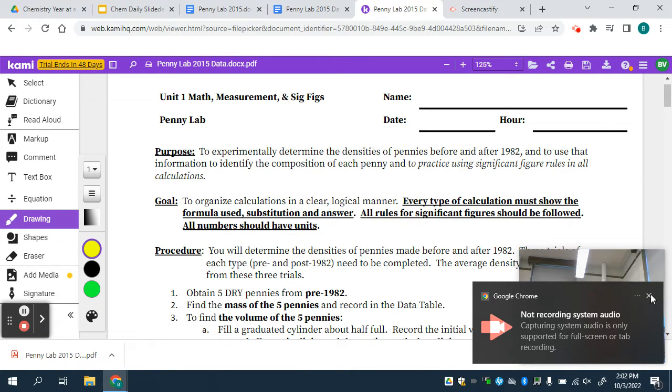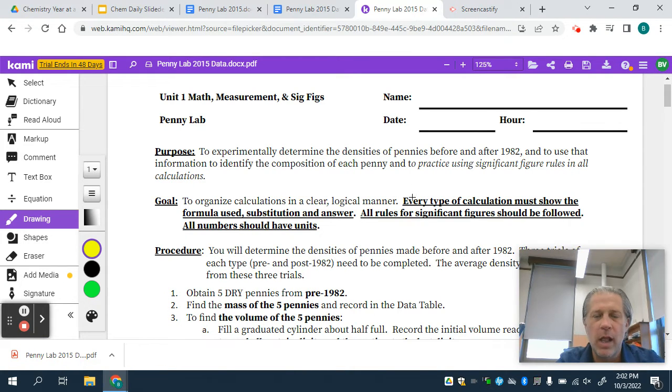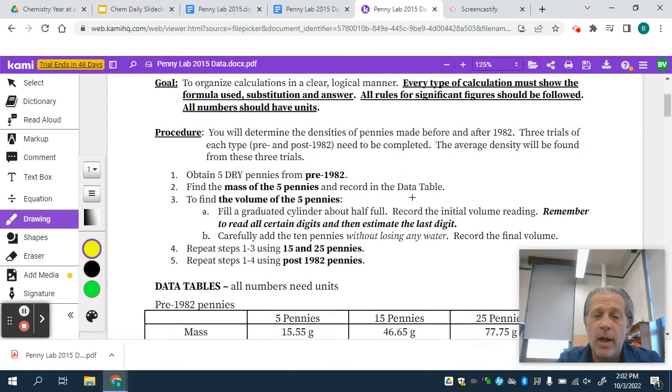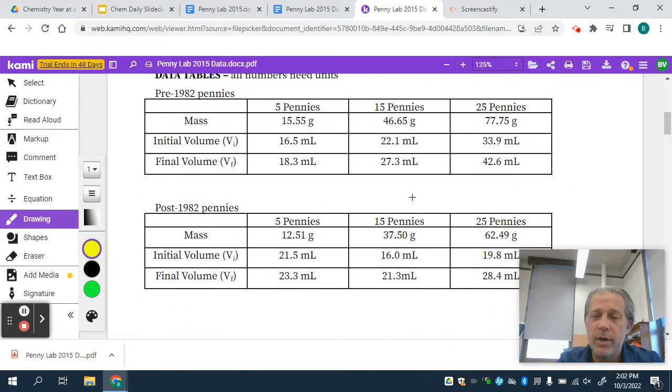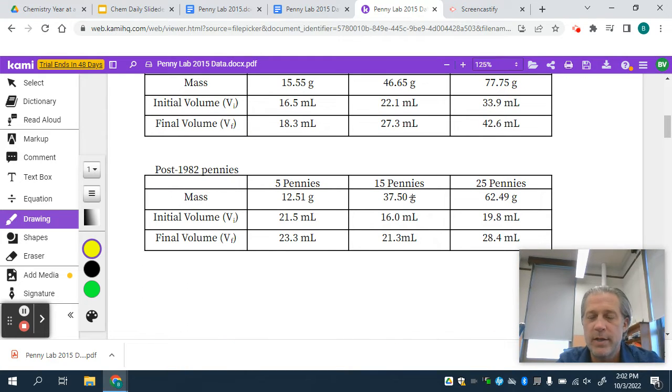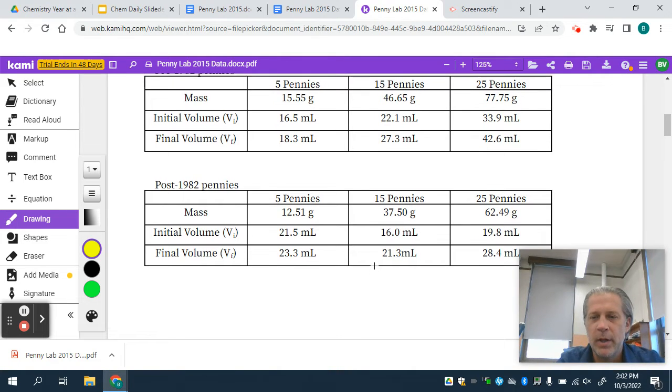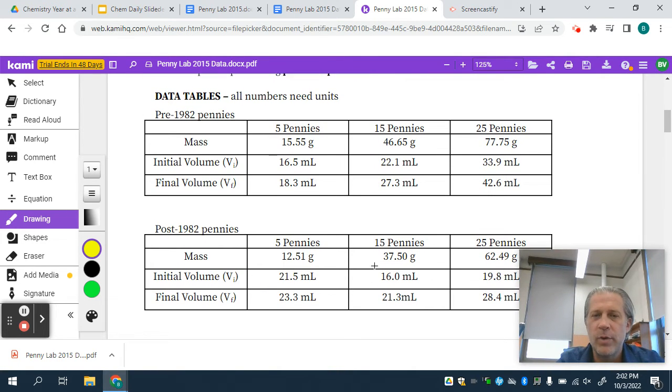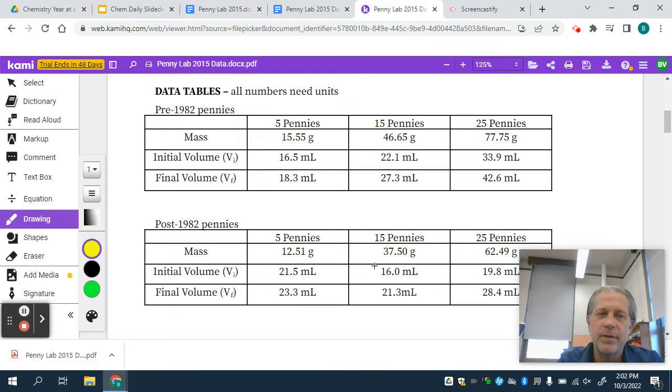Okay. So the last time we got together in class, we collected some data for the Penny Lab. And what everybody did when they were in class is they collected data for the post 1982 pennies. And if you weren't here, then now is an opportunity for you to get that part of it. The other thing that we need in order to complete this lab is data for the pre 1982 pennies. And I just want to make sure that everybody has an opportunity to get that data.